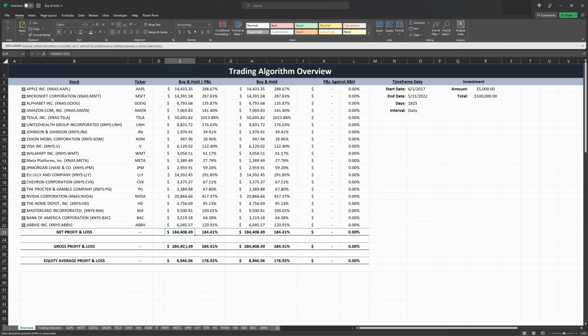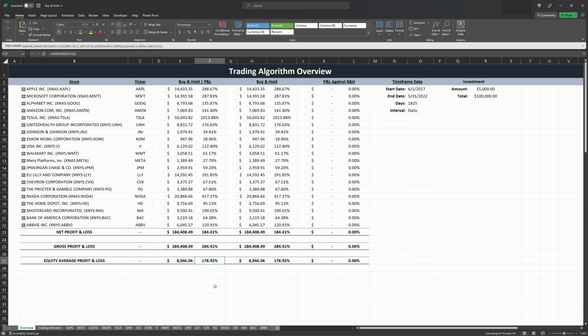So we look at our gross profit and loss. Obviously, we didn't lose any on our initial investment of $100,000. And so, our gross profit is quite high. We didn't lose any. And then what's really interesting are our average equity profit across the board. So over that 5-year time frame, we saw an average profit of 178%. That's quite good. And that's really dependent on the market. There's a lot of conditions there that can determine this, but it gives you a good understanding.